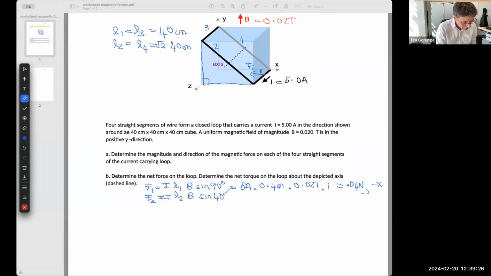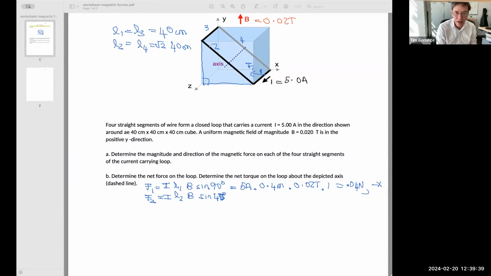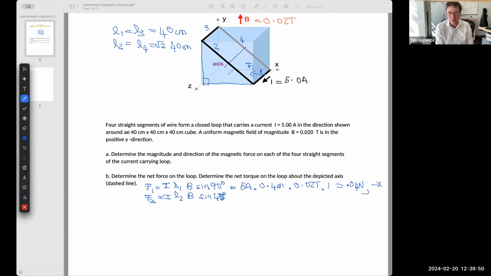And in this case, that's 45 degrees. So the magnetic field is straight vertically upwards. The current is going both up and to the left. It's at 45 degrees to the vertical based on the geometry of the cube. And so the angle between B and I for the front face is 45 degrees. So here's the sine of 45 degrees.